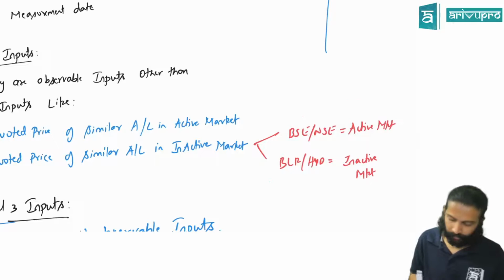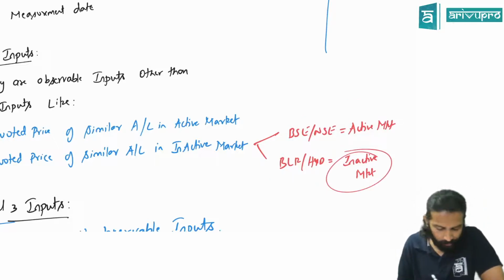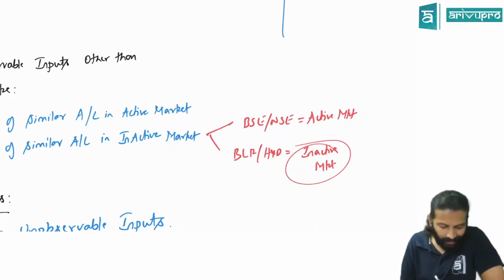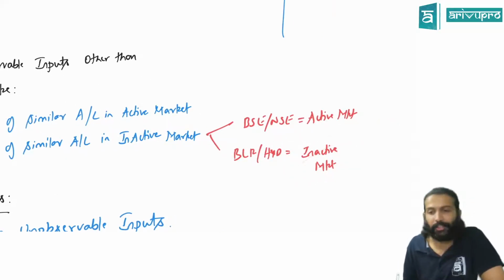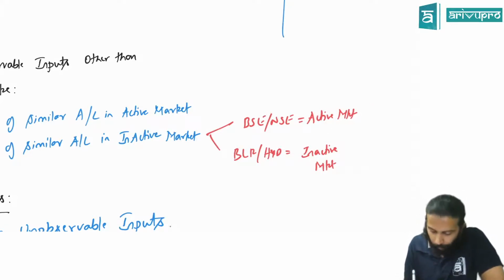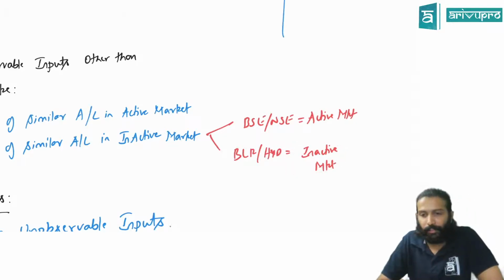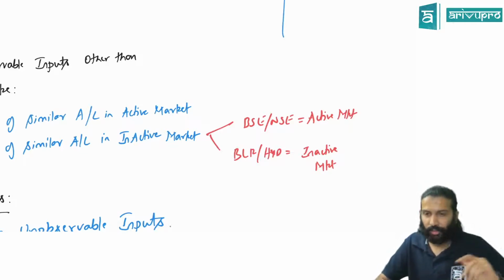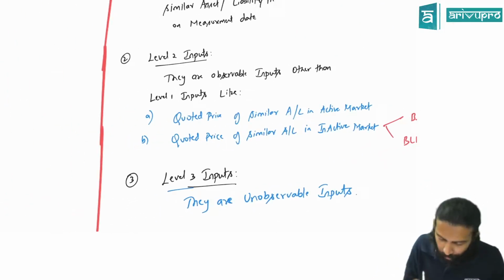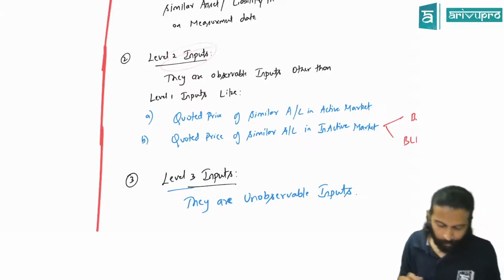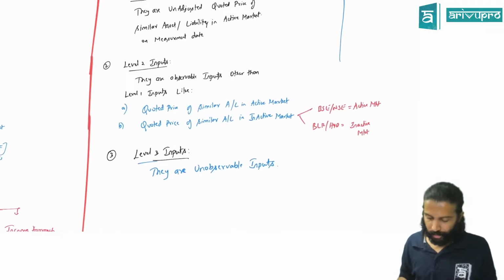There also it is traded, but at a much lesser level. Like OLX, you'll have many other platforms also, but they are not active enough. They don't have so many buyers and sellers. So OLX for second-hand goods will be considered an active market. Any other relatively unknown platform could be treated as an inactive market. If you're using an inactive market, you're still using observable market data, but you're doing some adjustments or using an inactive market. So those inputs will be referred to as level 2 inputs.